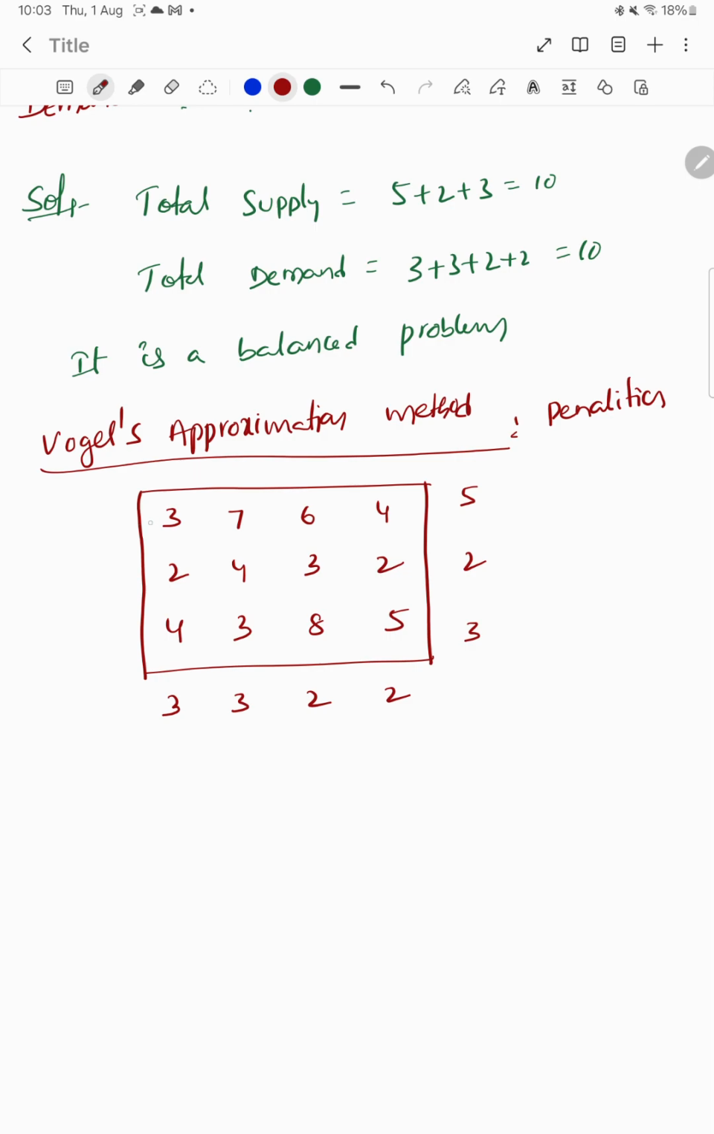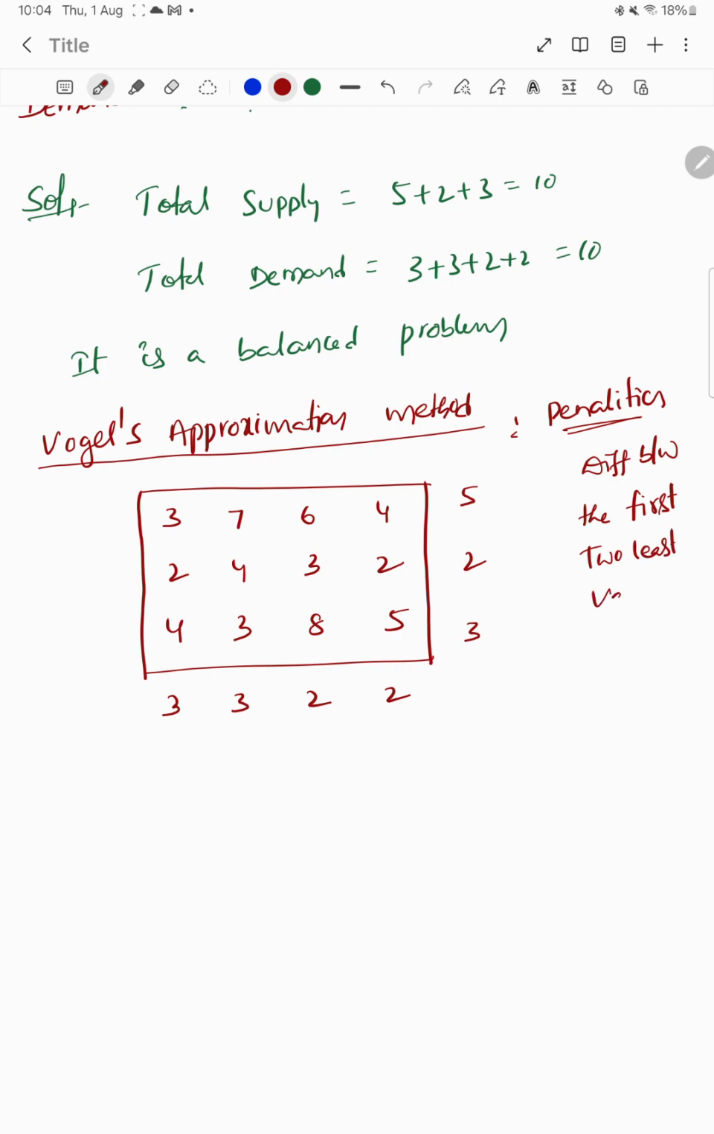So here in this example we have 3 rows and 4 columns. For all these rows and columns we are going to find penalties. Then what is meant by penalty, sir? A penalty is nothing but the difference between the first two least values of a row or a column.